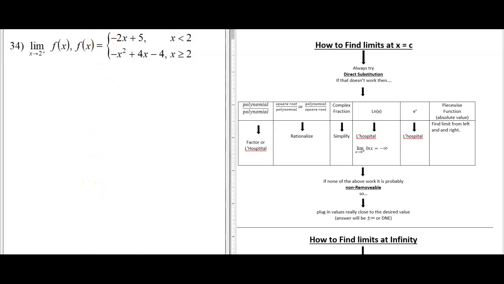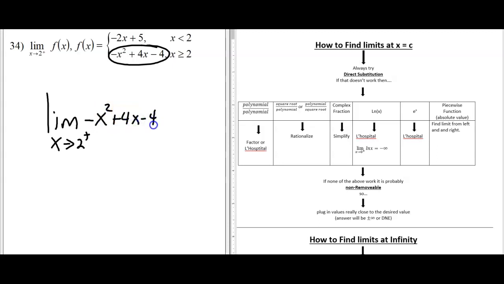Another piecewise function. This one, though, they just want us to do 2 from the right. So if I'm going to find the limit as x approaches 2 from the right, all I need to do is use the part where x is greater than 2. We don't have to do both sides. And so we're definitely going to get an answer this time because it doesn't have to equal anything.